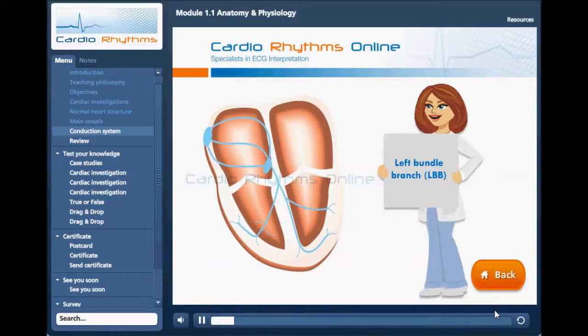The left bundle branch initially spreads the electrical impulse to the upper segment of the ventricular septum, before dividing into a further two branches or fascicles. Why does the left ventricle have more fascicles than the right? Well, quite simply because the left ventricle is larger than the right ventricle and needs more branches to spread the impulse quickly through the bigger chamber, so that it contracts simultaneously with the right ventricle.